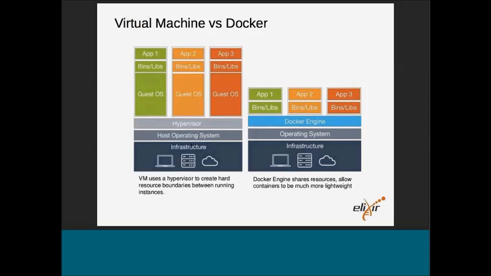Here you can see a picture, the difference between shipping a whole virtual machine versus shipping a Docker image. As you can see in the Docker case, you don't have to include in the image all the operating system. You just need the binaries and libraries required by the software inside the Docker image.